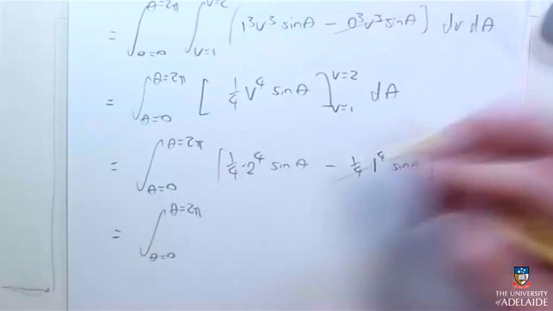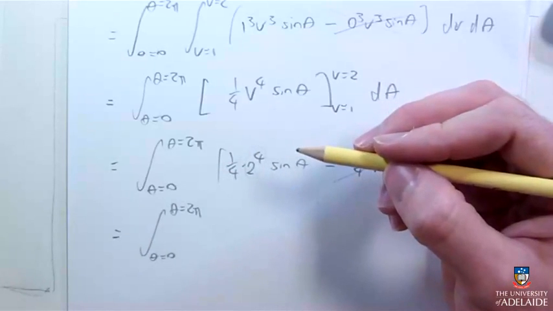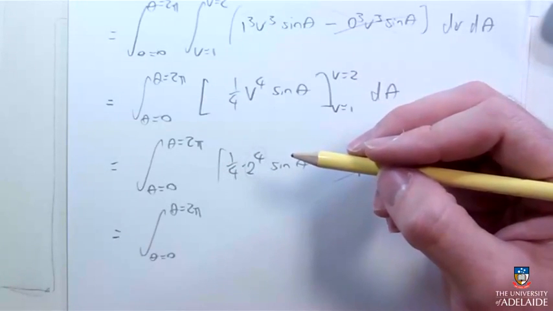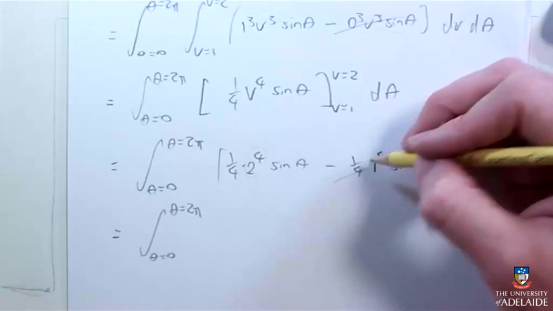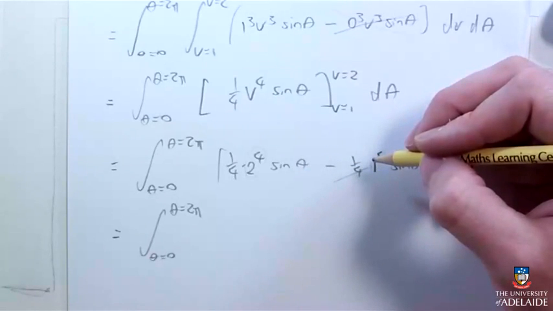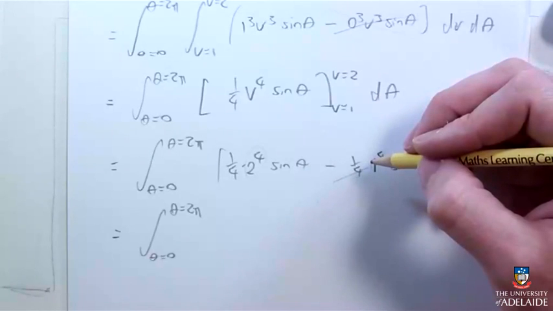Okay, so 2 to the 4 is 16, and then divided by 4 would be 4. And so that's 4 sine theta, minus a quarter of sine theta would be 3 3/4, which is 17 quarter, 15 quarter. Yeah.